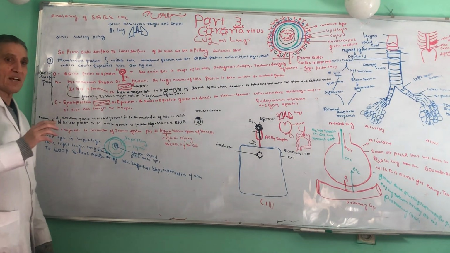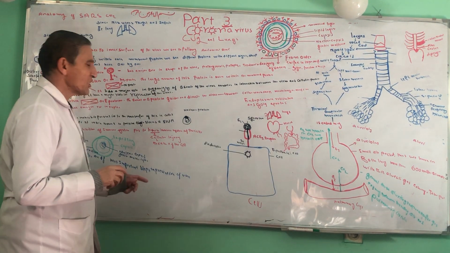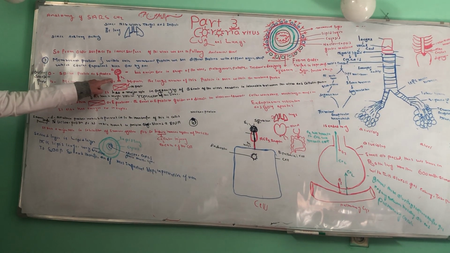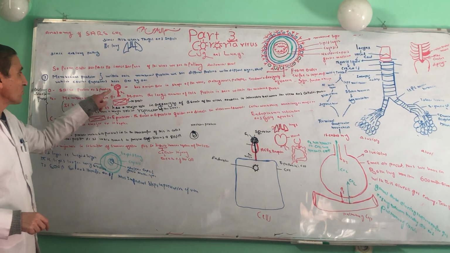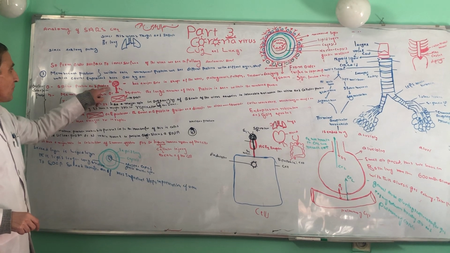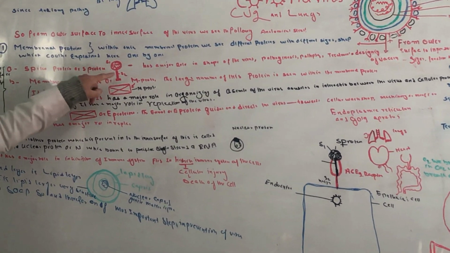These membranal proteins have different sizes, shapes, functions, and structures. The first one, which is very important, is the spike protein. This spike protein is made from 2 parts, S1 and S2. For spike protein, we also use the short form S. This S protein is made from 2 parts, S1 and S2.